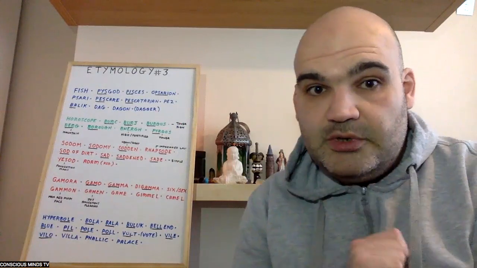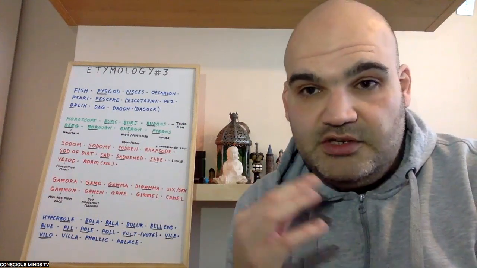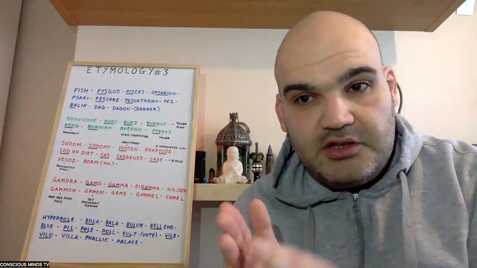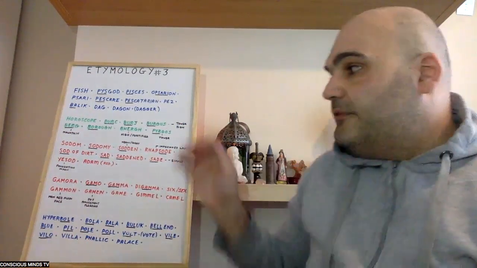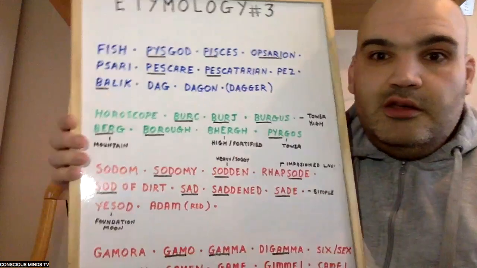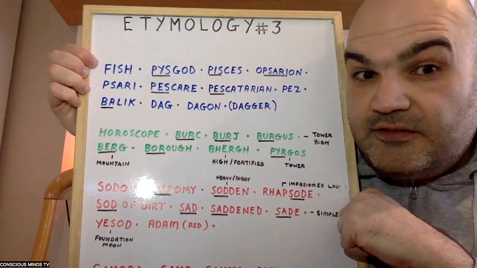The 5 words that I'm going to be concentrating on today will be fish, horoscope, Sodom, Gomorrah, and Hyperbola. So without further ado, I'm going to bring the board forward, and then I'm going to explain to you the gist of each word and the different words in different languages. And like I said, some interchangeables, because that's really important. Once you clock the idea of interchangeables in language, you can start working things out. Let me bring the board forward. And like I said, the first word we're going to concentrate on is fish.